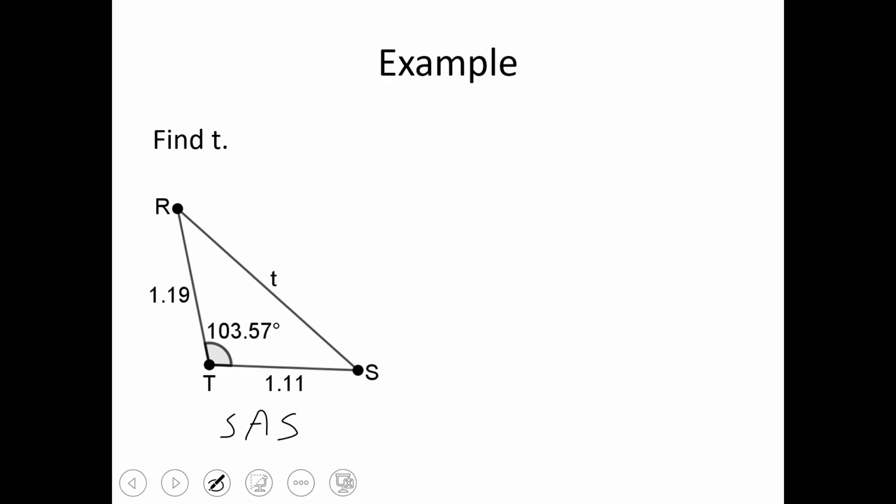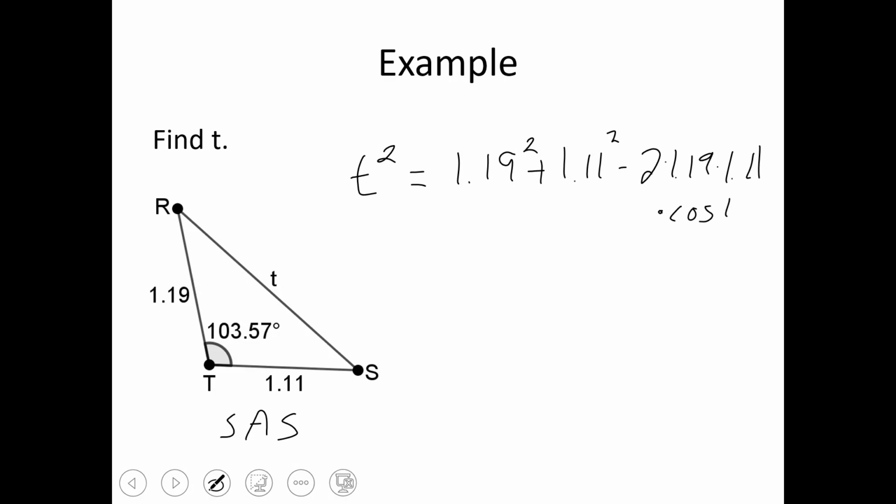Okay, so how does this go? Well, remember that general form of the law of cosines. It says this: a side squared, and this is really the way that you should remember it, a side squared is equal to the sum of the squares of the other two sides, so 1.19 squared plus 1.11 squared, minus twice the product of those other two times the cosine of the included angle, so 103.57 degrees. Okay, so that's what the law of cosines tells you.